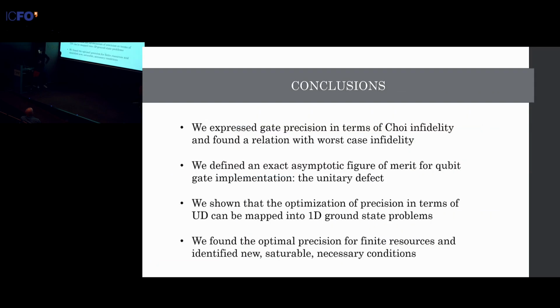So I want to conclude. We express gate precision in terms of Choi fidelity and found a relation with worst case infidelity. After we introduced this asymptotic figure, the unitary defect, to basically understand the optimal states for gate implementation, and then we mapped everything in a 1D ground state problem, and from here we find the necessary conditions on the precision in terms of resources, energy, average energy, and so on.